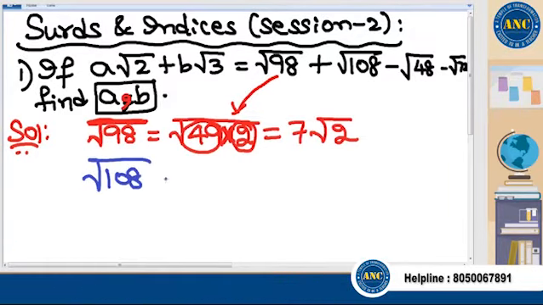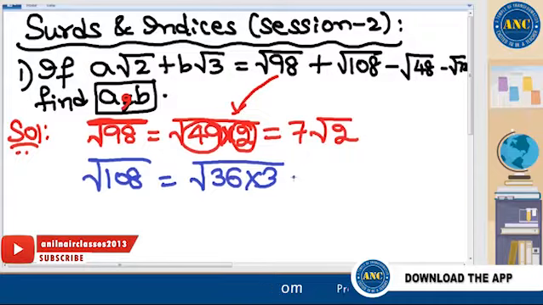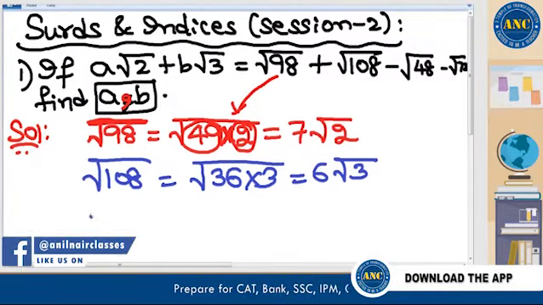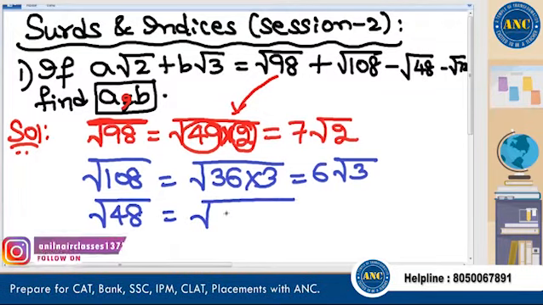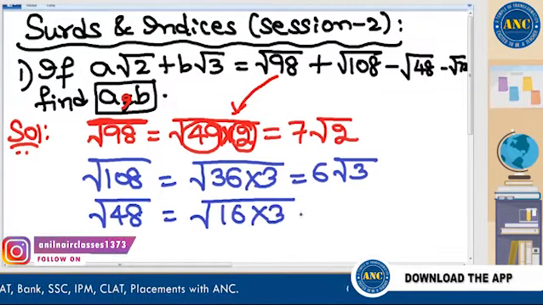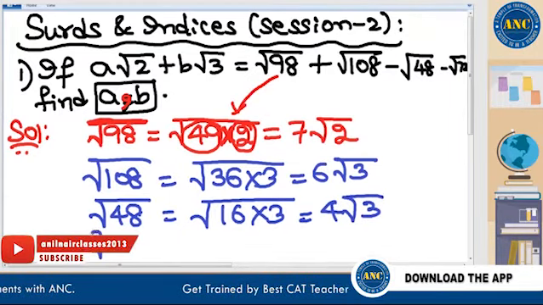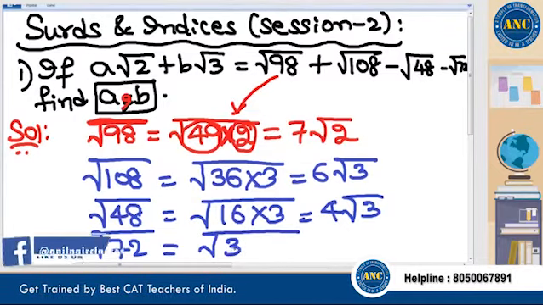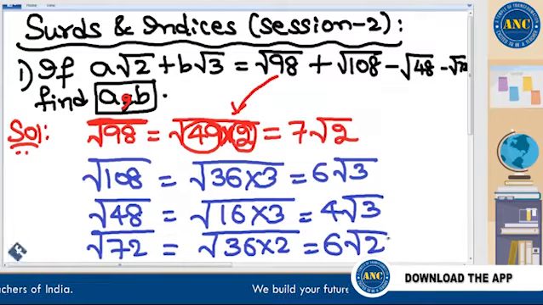Similarly, root of 108. 108 can be written as 36 into 3. Root 36 is 6, and root 3 stays as it is. Similarly, root 48 is root of 16 into 3. The square root of 16 is 4, so it is 4 root 3. And the last term is root 72, which can be written as root of 36 into 2. Root 36 is 6, so it is 6 root 2.